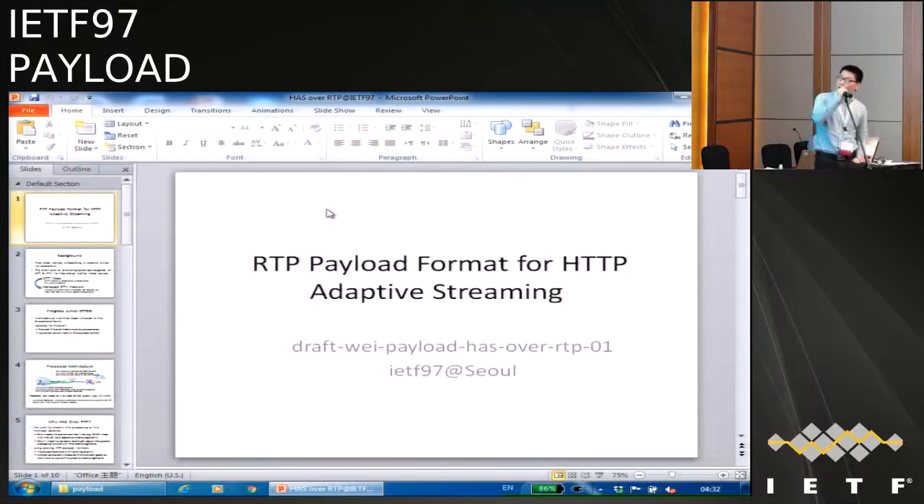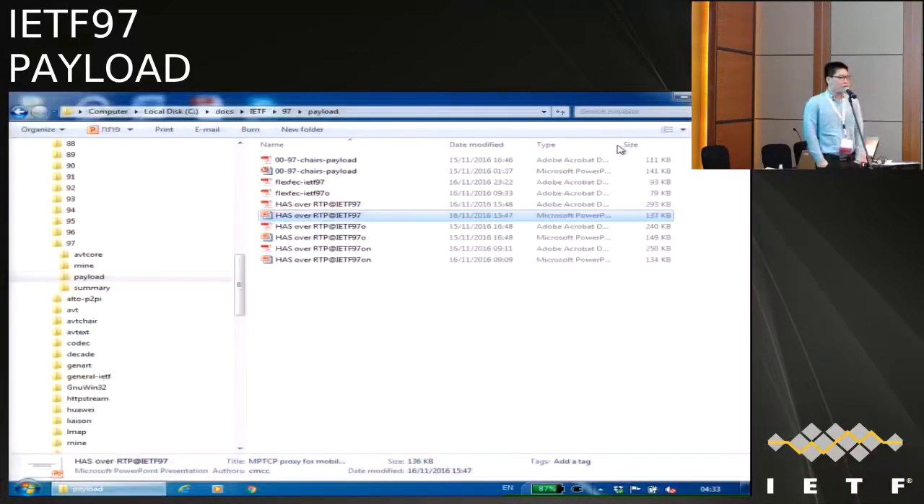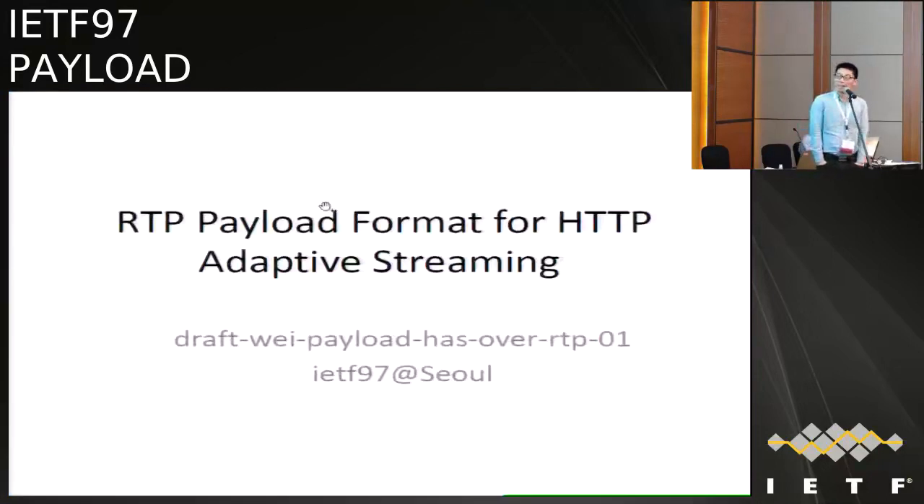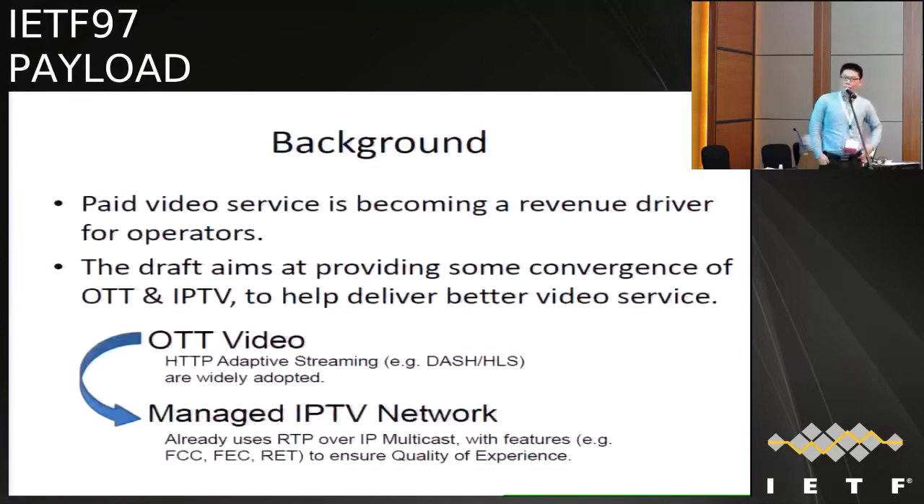This draft talks about RTP payload format for HTTP adaptive streaming. Actually, this is the second version of this draft. We presented this draft last time in Berlin. Since then, we have revised our idea to make it clearer. So next, please. What we see is a little bit of background.